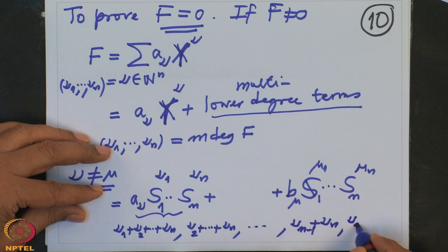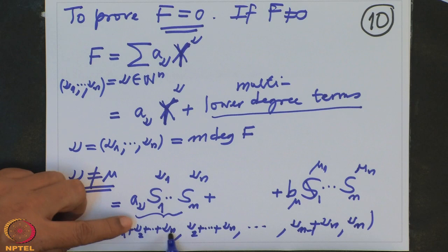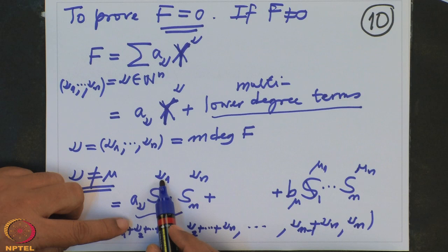Because when you raise it to the power nu 1, that is the first one. When you raise the next one, s2 power nu 2, that is this one, and so on. When you raise this, what is the last coordinate here? That is xn power nu n, and so on. So what I want to say is the following: the multi-degree terms are different.